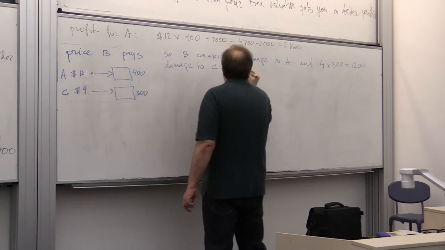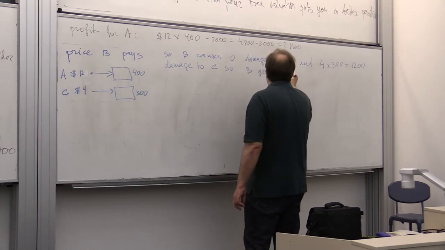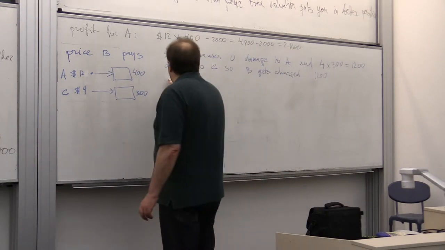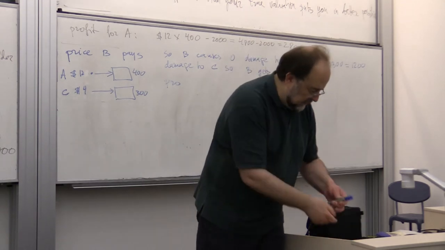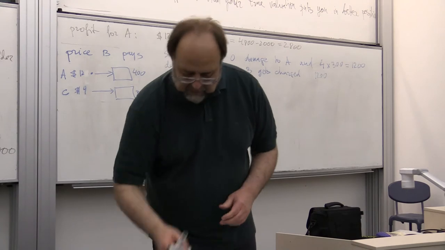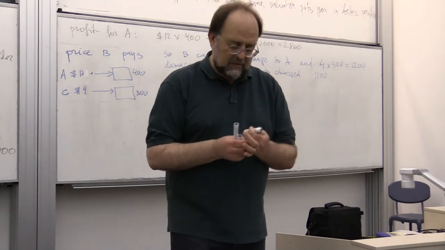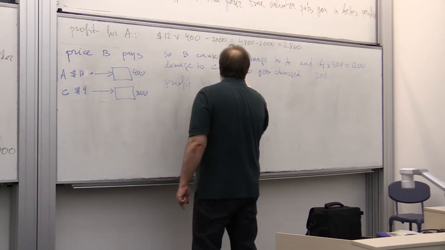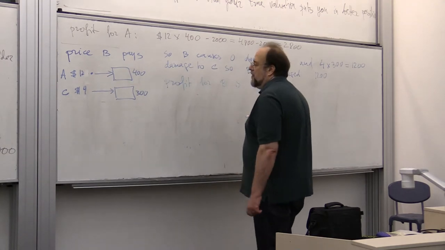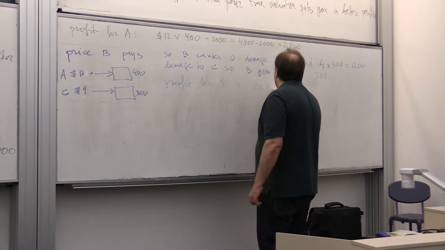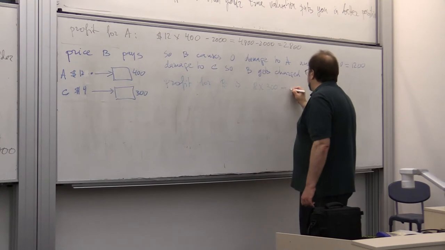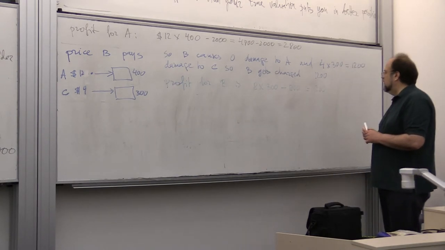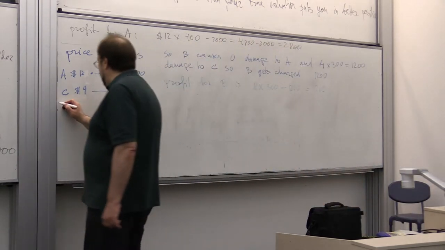So B gets charged 1200. So the profit for B is 8 times 300 minus his damage of 1200, which is 1200, right? Okay, so these are the profits and the prices.